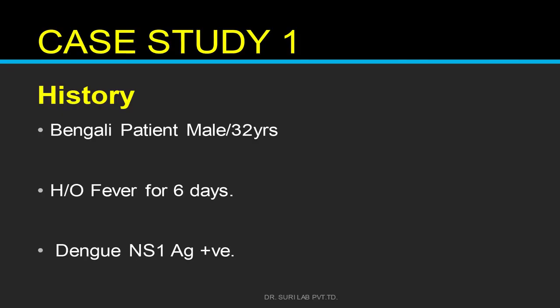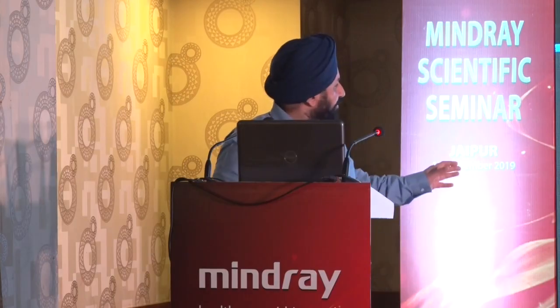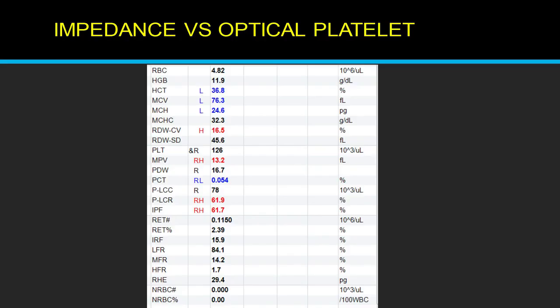This was a Bengali patient, a 32-year-old male. He had a history of fever for 6 days and his dengue NS1 antigen was positive from our lab. So if you look at the indices, the platelet count was 1,26,000. It was done by both impedance and optical.